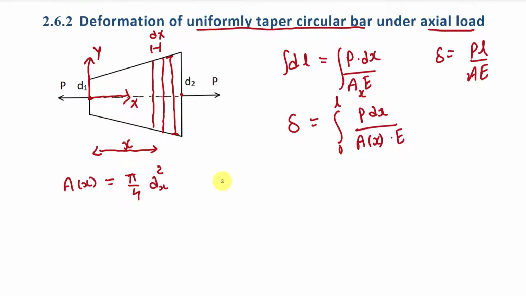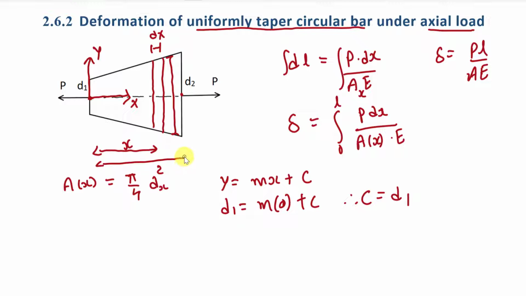And we know the equation of a line: y is equal to mx plus c. Here in the y direction there is the diameter of this body, and in the x direction there is the length of this body. We know that at x equal to 0 the diameter is d1. So y will be d1 is equal to m at x equal to 0, so we will get the value of c as d1. And we know that the diameter is d2 at x equal to L. Here the whole length of the body is L, from here to here it is L. So we will get y equal to d2 at x equal to L.